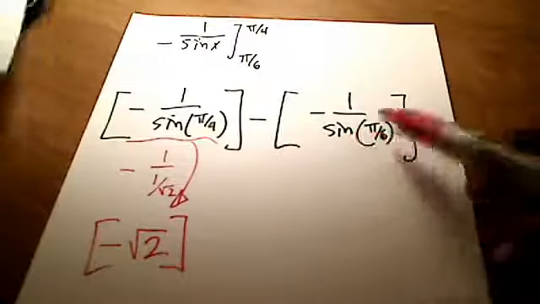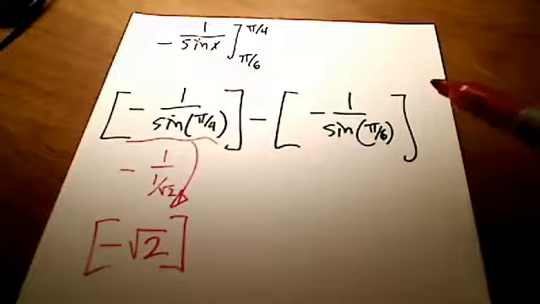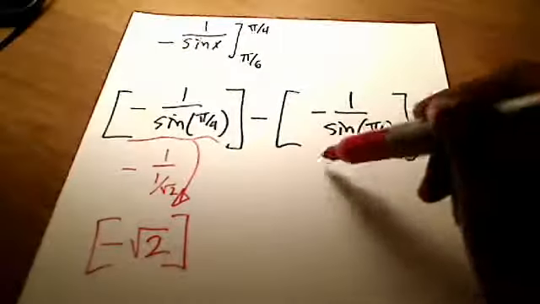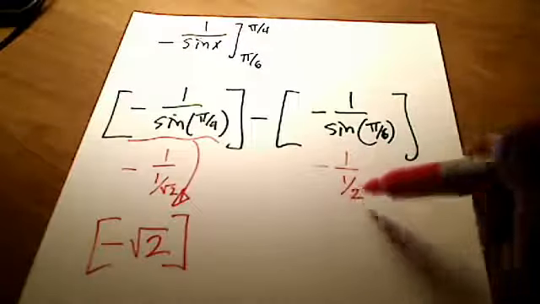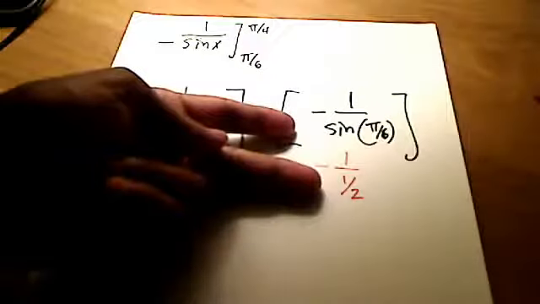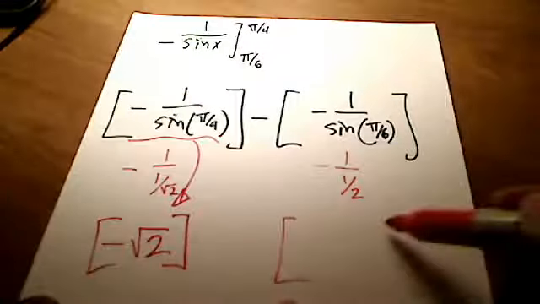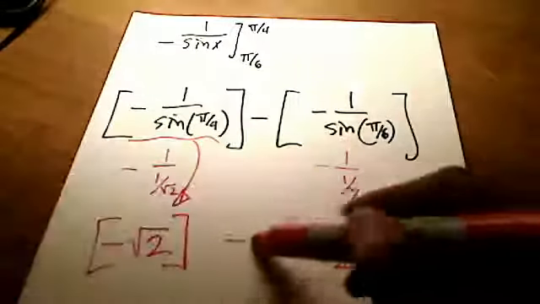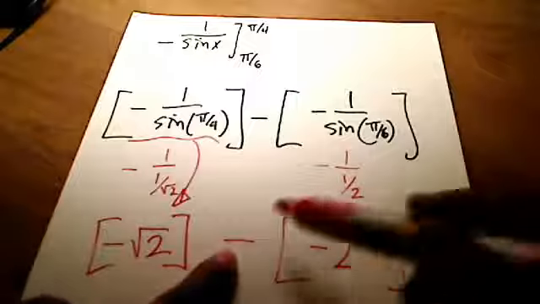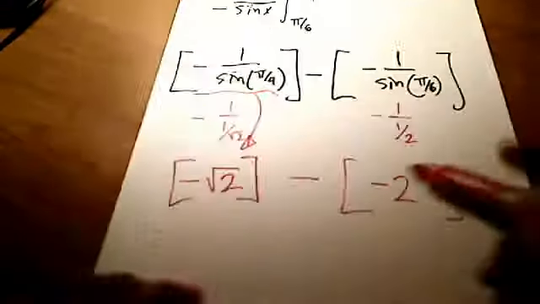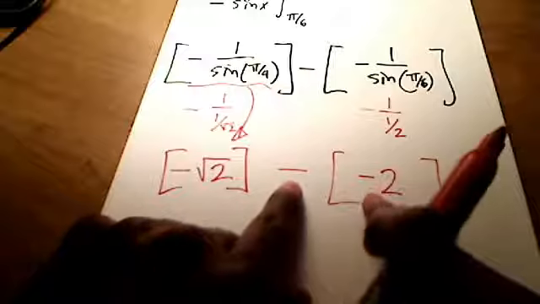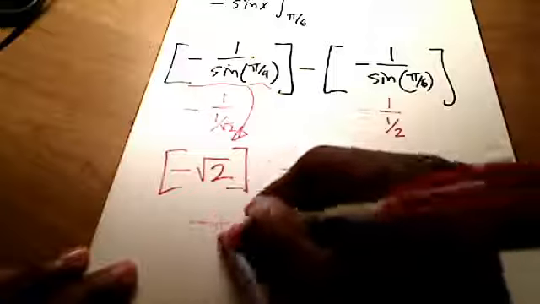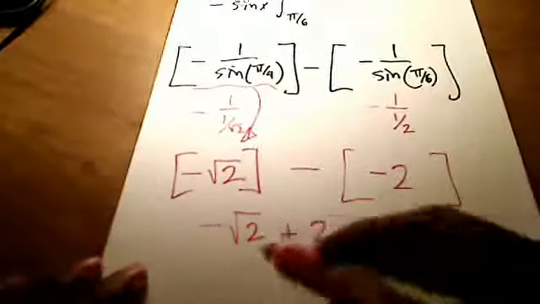Okay, since sine of pi over 6 is equal to 1/2, here's my template, and I have a negative 1 divided by 1/2. Again, this is one of those flip and multiply things. So this thing inside this square bracket here is really a negative 2. Right? So I just flipped that. But there was a minus sign in front of all this, in between these two square brackets. So that just changes the sign of my second term, which now becomes a plus 2. And so I have negative square root of 2 plus 2.